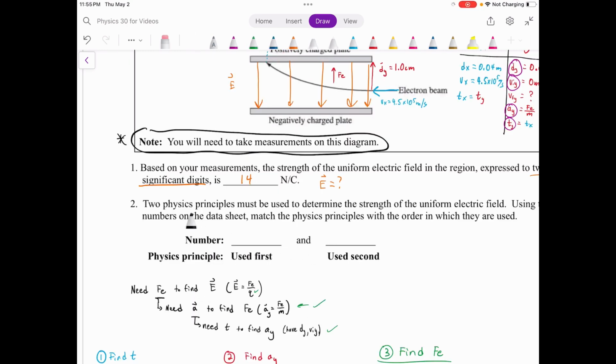Now, number 2, here's one of those classic diploma questions that they do like to ask, okay? Basically, what they're doing with these is testing to see, are you thinking about the physics?